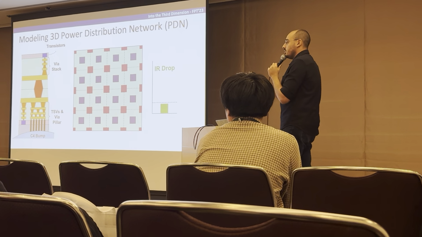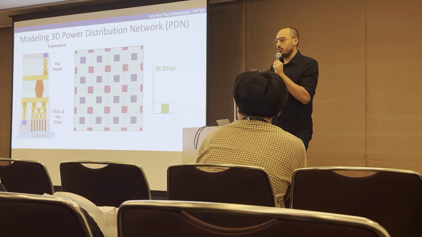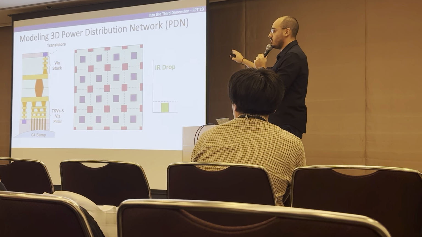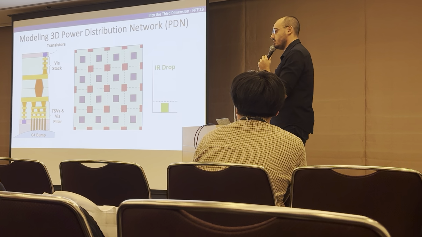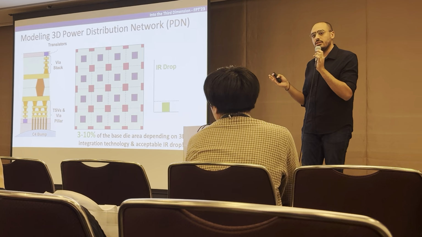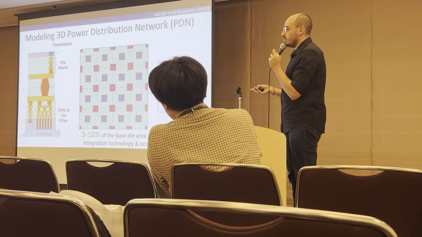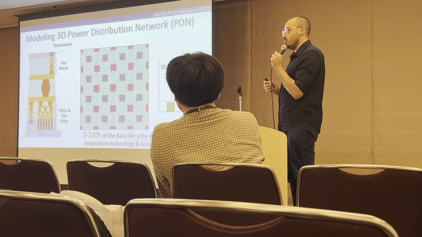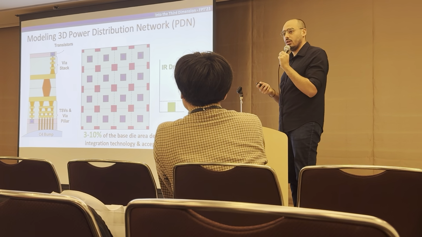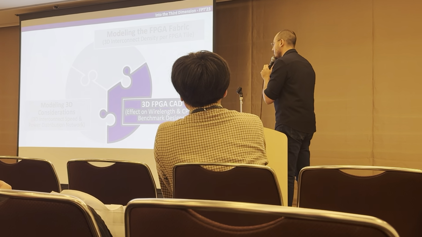We also modeled the 3D power distribution network of those devices, so how we deliver power to those two dies, in order to figure out how much area is taken out by those Swiss cheese holes. We find that somewhere between 3 and 10% of the base die is unused because of those Swiss cheese holes, and it depends on the 3D integration technology you want to use and the IR drop that you're targeting for your power distribution network. Again, more details in the paper.